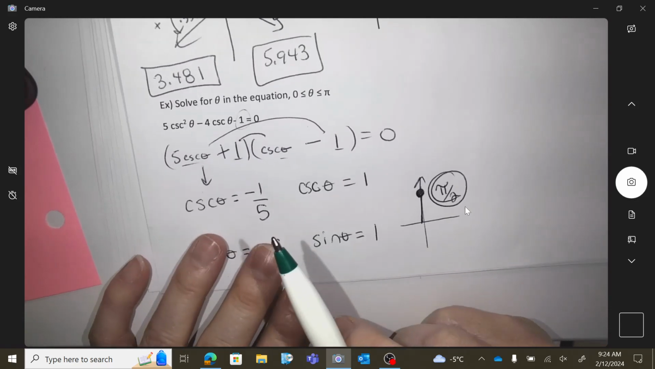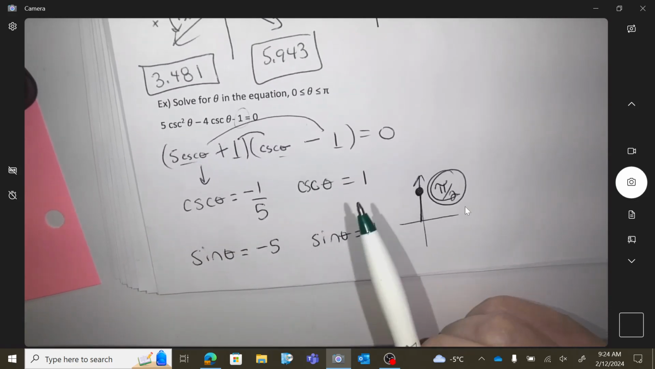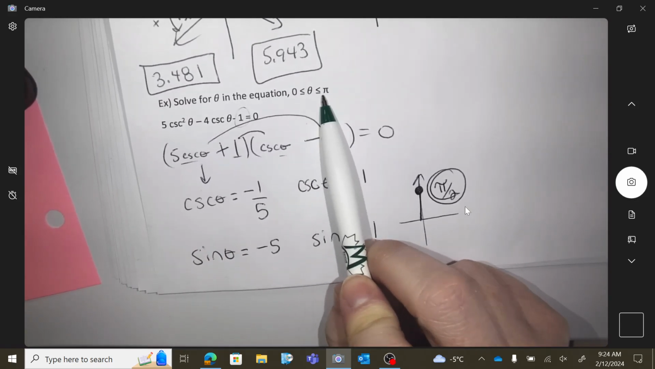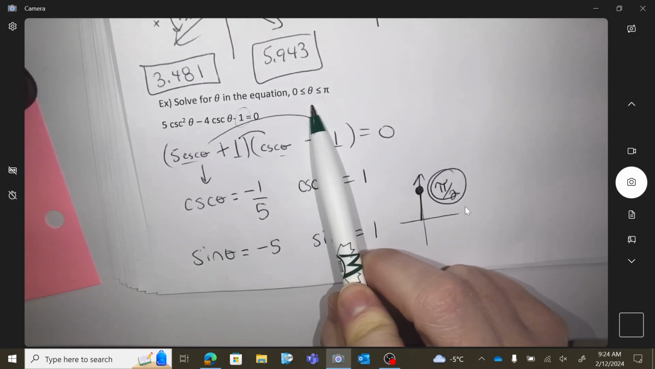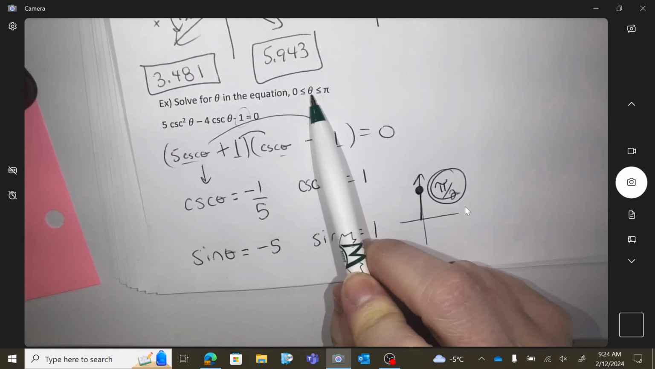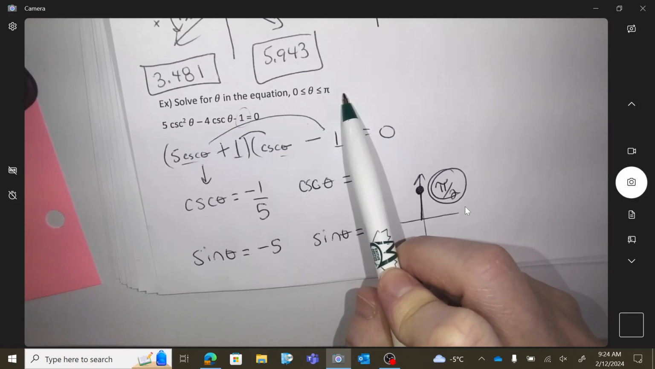How did I know to answer in radian language? It told me right there. It told me to give the angle answer somewhere between 0 and pi.